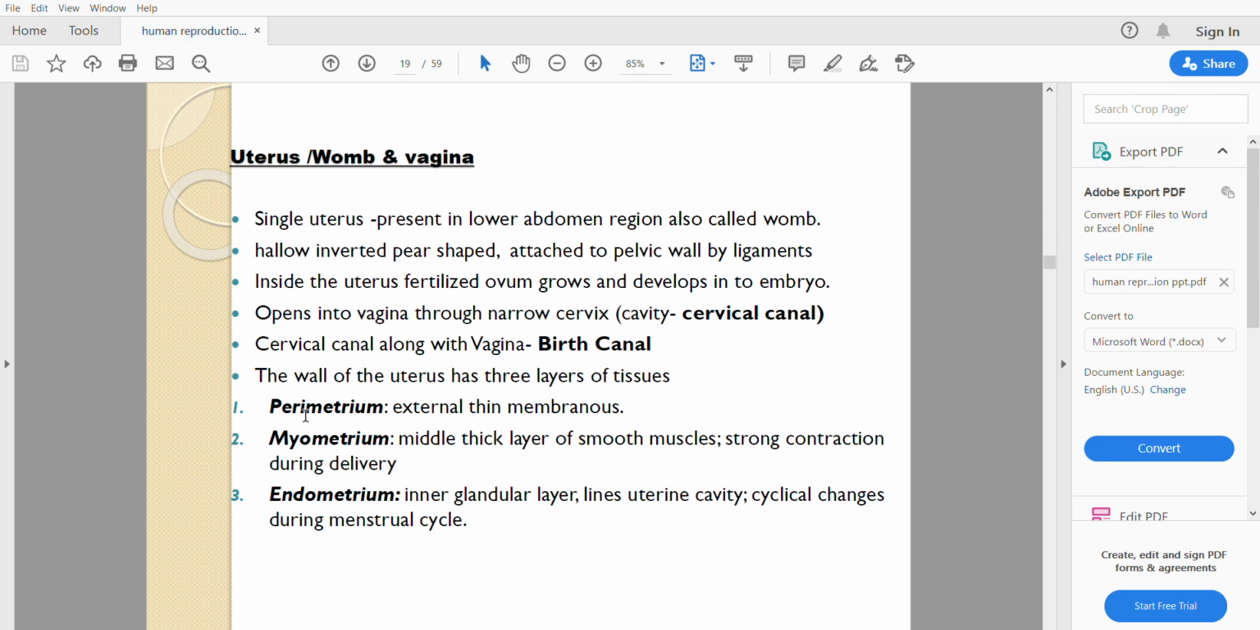Next, inside the uterus, the fertilized ovum grows and develops into the embryo. Then it opens into the vagina through a narrow cavity called the cervix. The cervical canal along with the vagina acts as the birth canal. So that is called the birth canal.